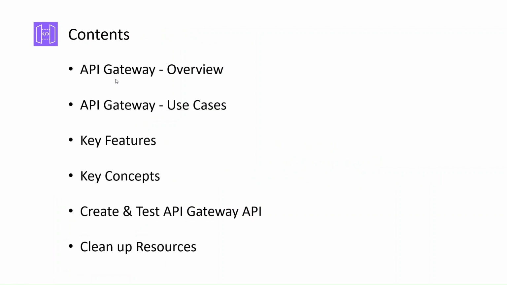In this tutorial, we will learn about AWS API Gateway, its use cases, key features and concepts, steps to integrate with AWS Lambda, create an API Gateway REST API, test the API, and finally clean up the resources we created to avoid unnecessary costs. Now, let's go into the details.